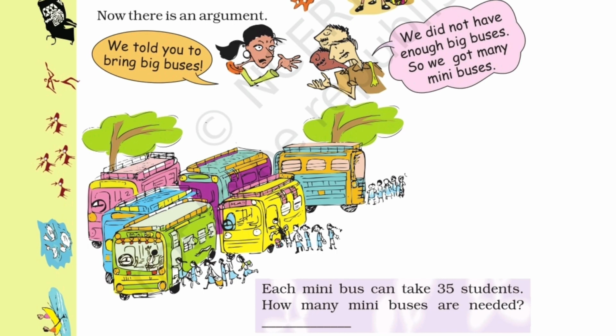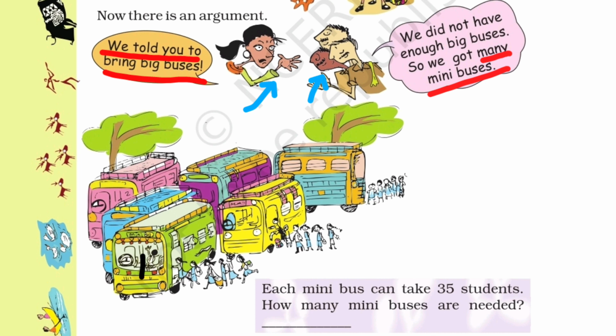So now there is an argument going on. So the argument is going between the teacher and the drivers. So the teacher is asking, we told you to bring big buses. The drivers replied, we did not have enough big buses, so we got many mini buses. So the driver is replying, they did not have big buses, so they brought small buses, like mini buses, but many mini buses.